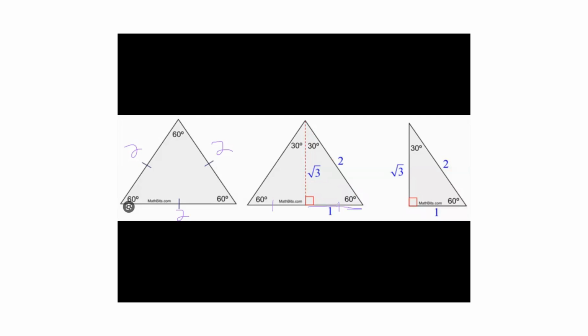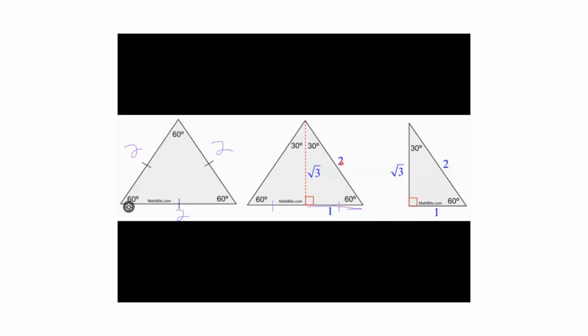So we noticed then that the shortest leg, which is always the one across from the smallest angle, so in a 30, 60, 90 triangle, the shortest leg is half of the hypotenuse. So it's 1 and the hypotenuse is 2.